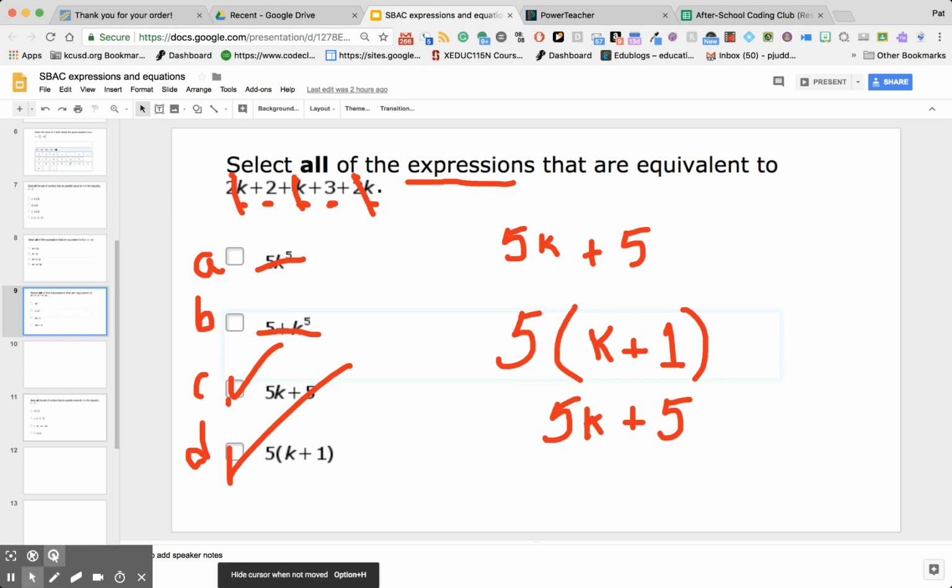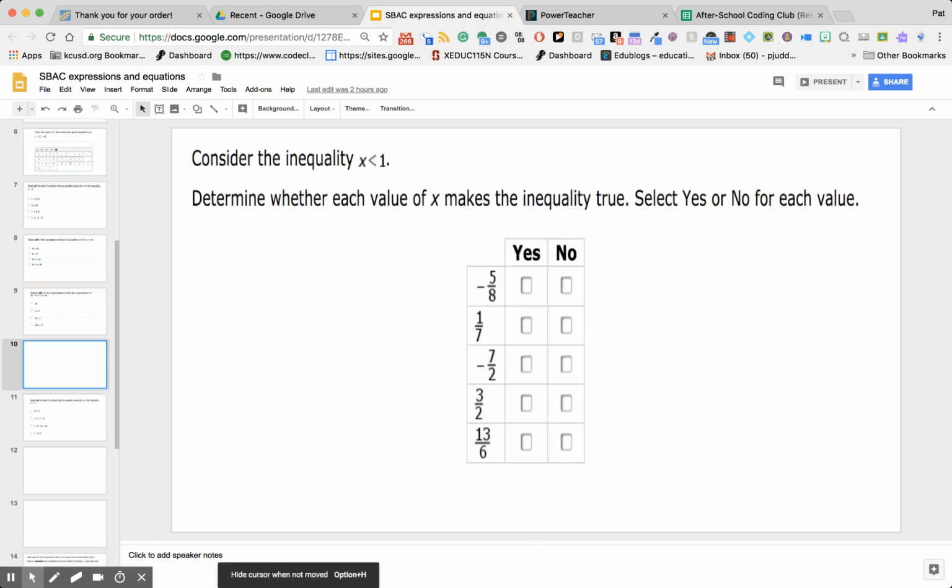Okay. On to the next one. Another inequality. X is less than 1. And determine whether each value of x makes the inequality true. Select yes or no for each value. You're going to write A, B, C, D, E on your paper for the product side. And you're going to write either yes or no by each of your options here, A, B, C, D, and E.